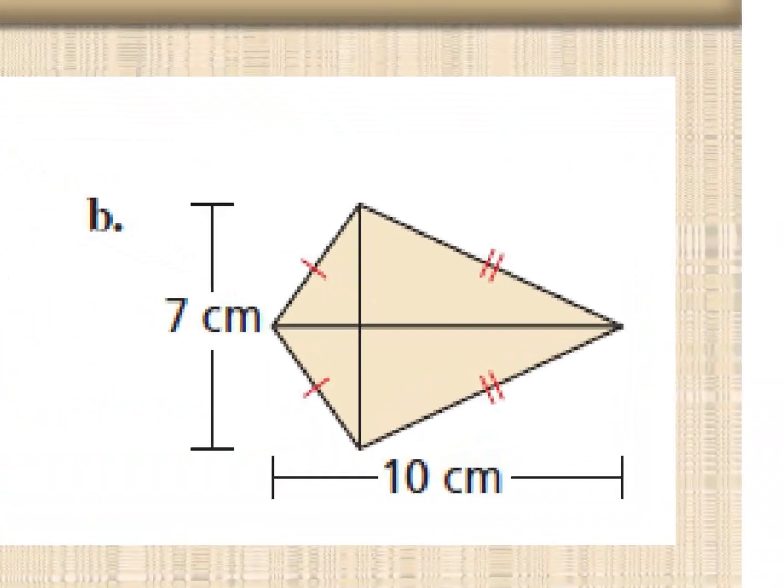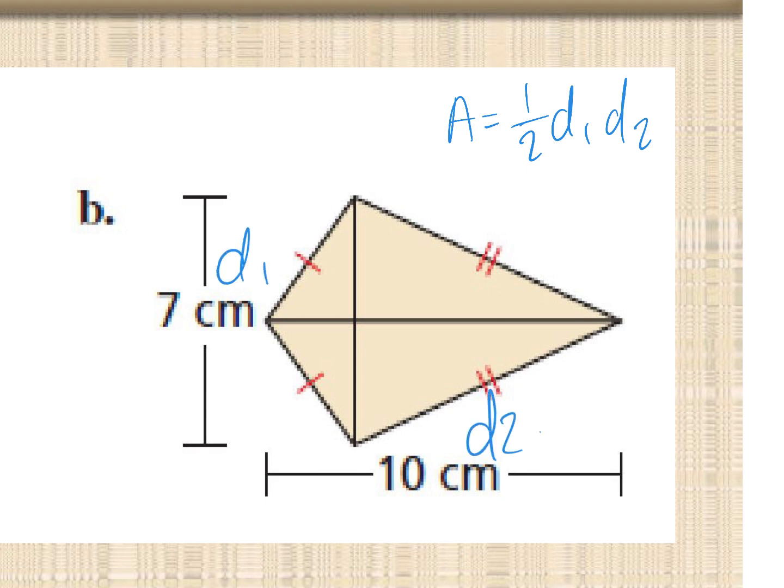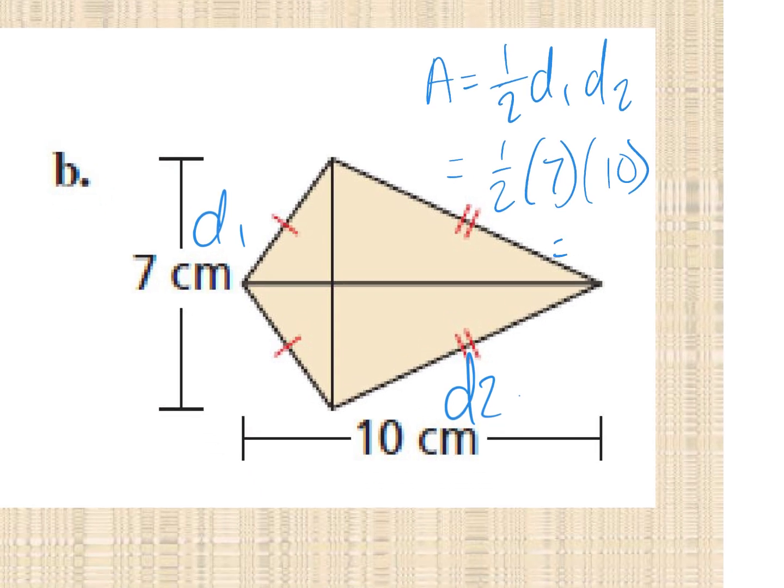Okay. Letter B. It's a kite now. Do you guys agree? Looks a little bit different than a rhombus, but it's the same formula. Very good, Dylan. So we're going to write A equals 1/2 D1 D2. What do you want D1 to be? 7? Okay. D1 is 7. What would D2 then be? The 10. Plug them in. So it's going to be 1/2 times 7 times 10. 35. Because 7 times 10 is 70, and then divide that by 2, and you get 35.